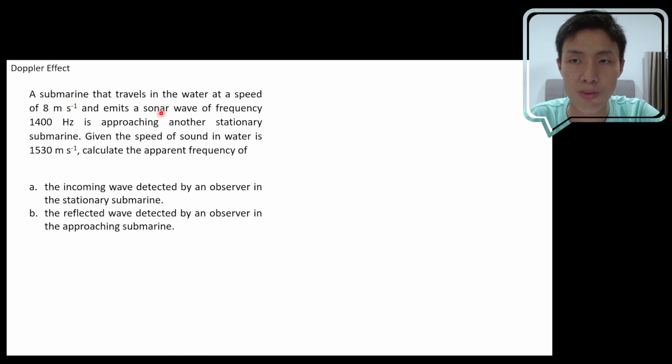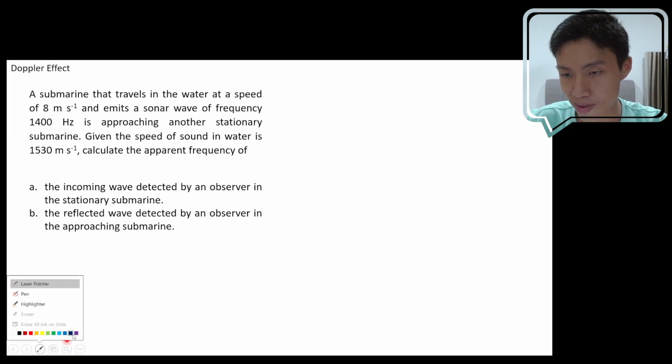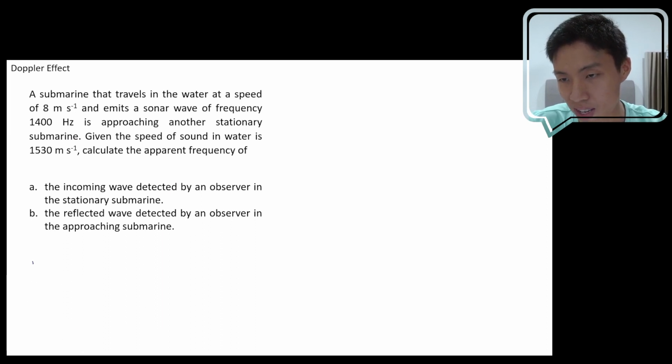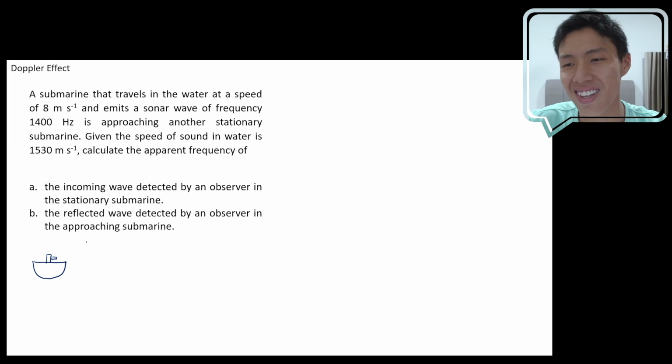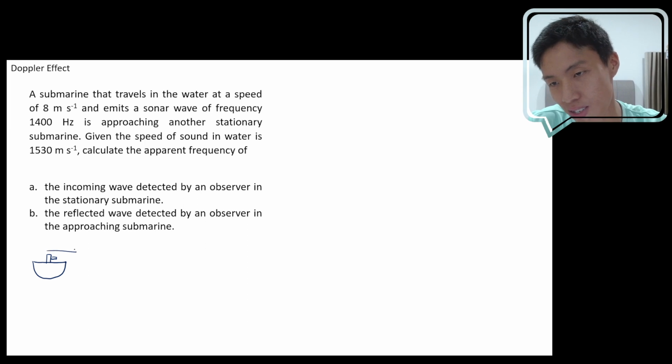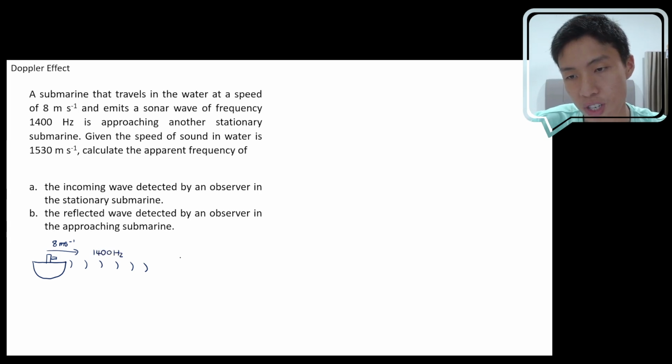There's a submarine that is moving towards another submarine. So let's try to sketch that first. Oh, how do we sketch a submarine? I don't know, what does a submarine look like? Okay, this submarine here is traveling in the water at a speed of 8 meters per second. It emits a sonar wave. The sonar wave has a frequency of 1400 Hz and it's approaching another submarine.